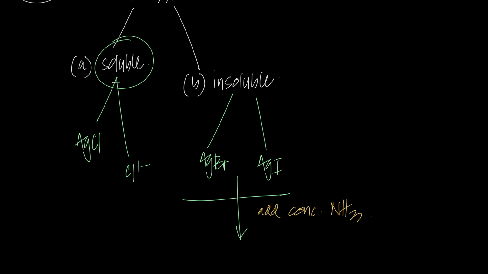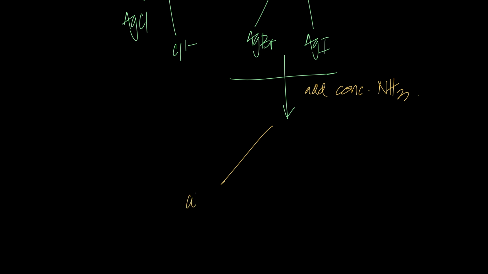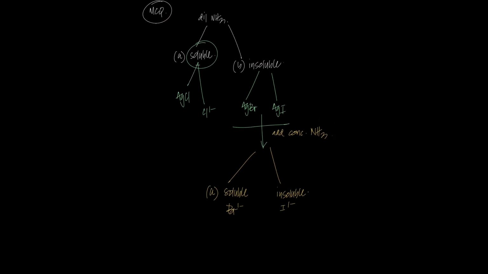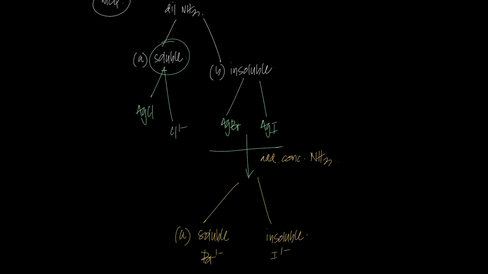Now, in conc ammonia, part A, if it's soluble, that means it's the bromide ion that was present. And part B, if it's still insoluble, the precipitate remains. Insoluble means it does not dissolve, the precipitate remains. That means you had the iodide ion. That's effectively how it can be tested in MCQs.